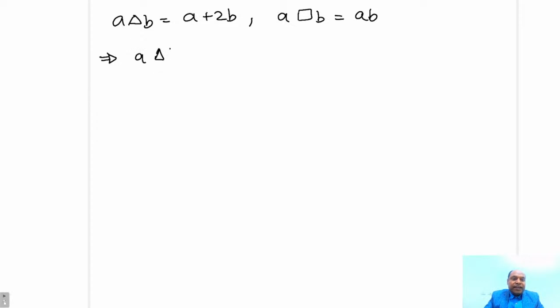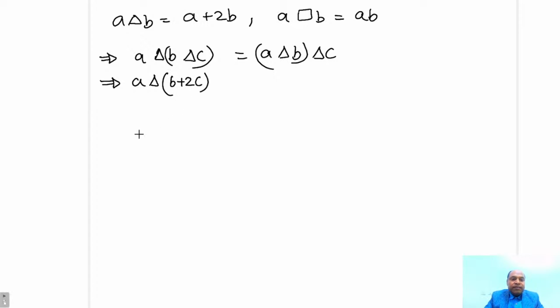So A triangular B, triangular C, let's take this as A triangular B, triangular C. Now from the first property, what I'll get? A triangular (B triangular C) is B plus 2C. Now from here I'll get A plus 2B plus 2C. From here I will get A plus 2B plus 4C.